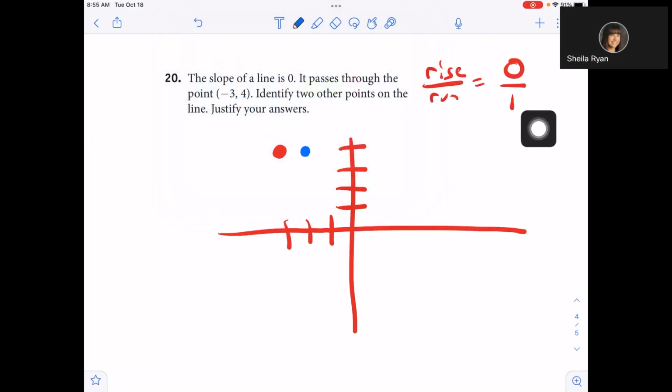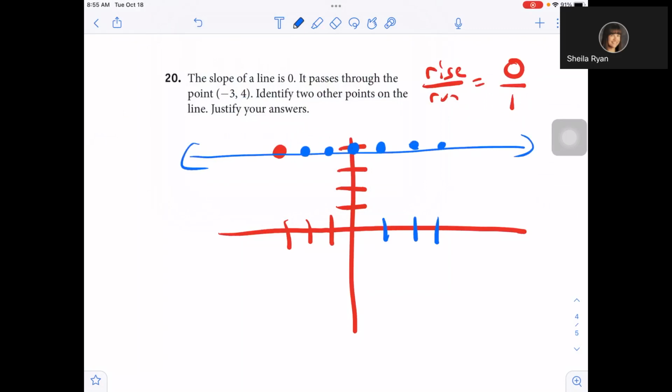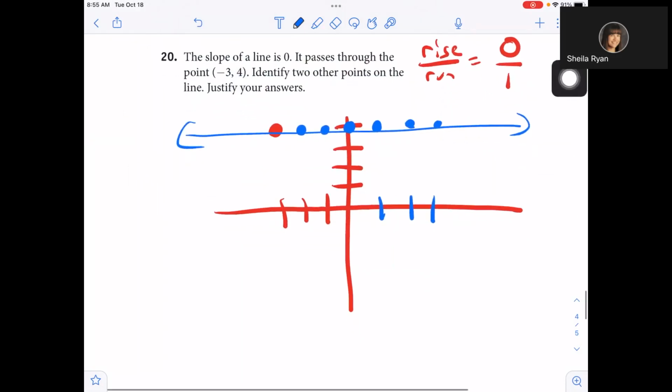Again, you're not rising, but you're running 1. Not rising, but running 1, and so on. So this line would be horizontal. A slope of 0 is going to be a horizontal line, but again, you could look at it as 0 over 1, no rise, but you do have run.